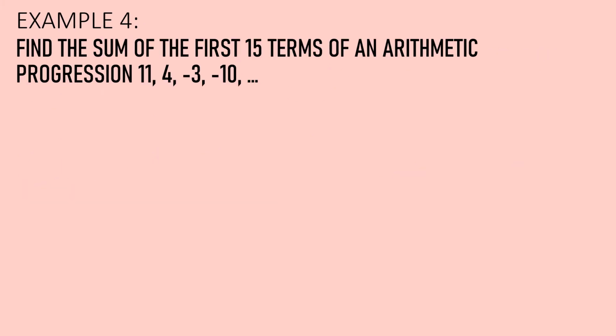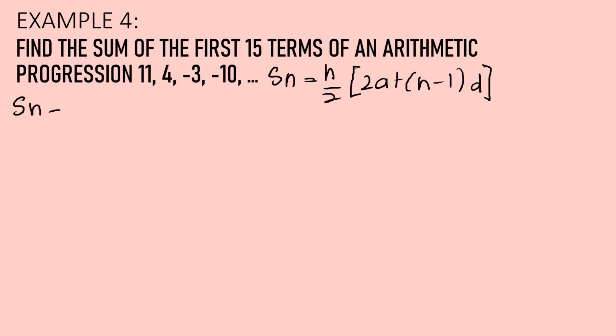Next, sum. Find the sum of the first 15 terms of an arithmetic progression. So we don't have a last term, so we will use n over 2 bracket 2a plus n minus 1 d. So Sn equals, a is 11, d is 4 minus 11, which is negative 7.